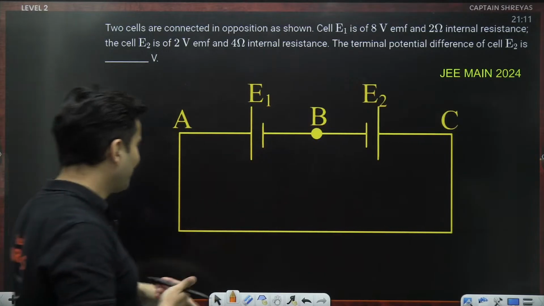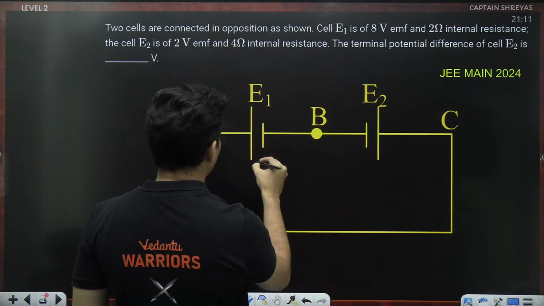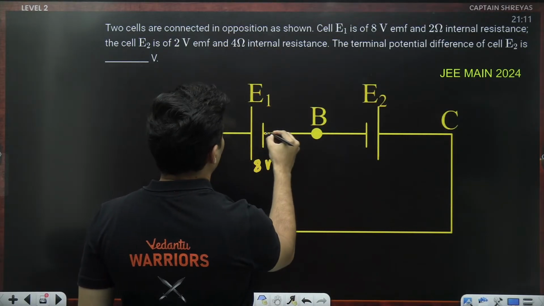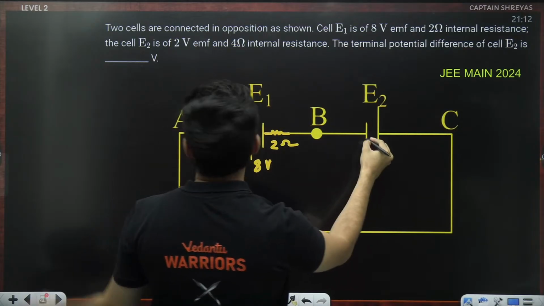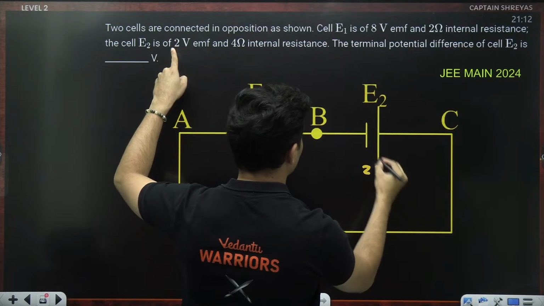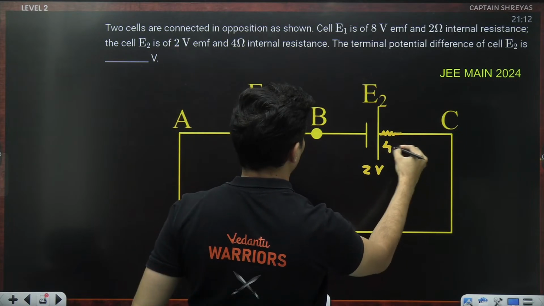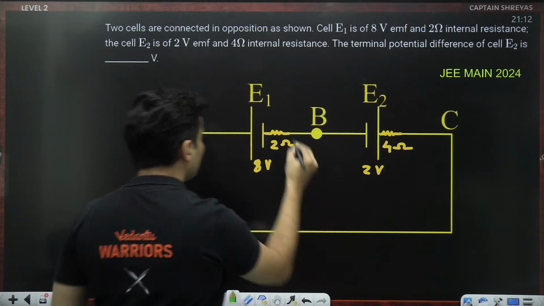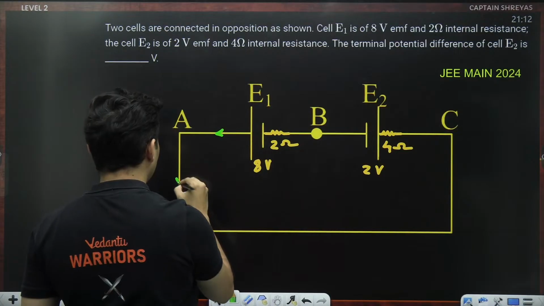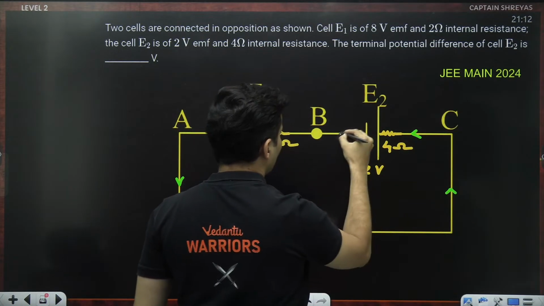All right. Let's write down whatever is given in this particular question. 8 volts and internal resistance of 2 ohms. This is 2 volts and internal resistance of 4 ohms. 2 and 8, 8 is bigger. So I believe the current should go like this. This should be the ideal direction of current.